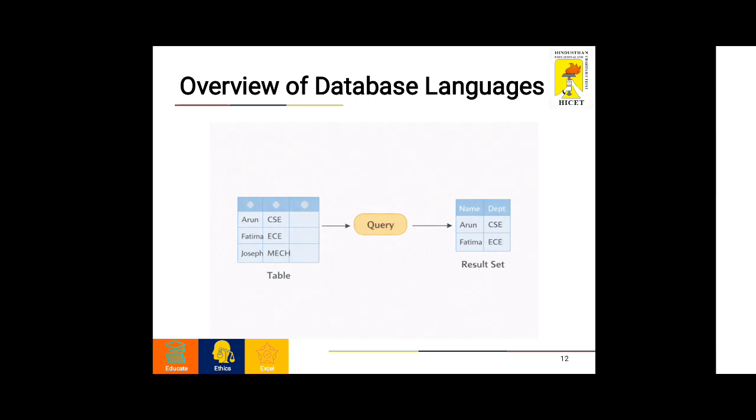And this is the table which shows the result. In the table we have Arun CSE, Fatima ECE, and Joseph Mech. From that we are selecting only the records where the student department is equal to CSE and ECE. So based on the select query, we are getting the result set here.